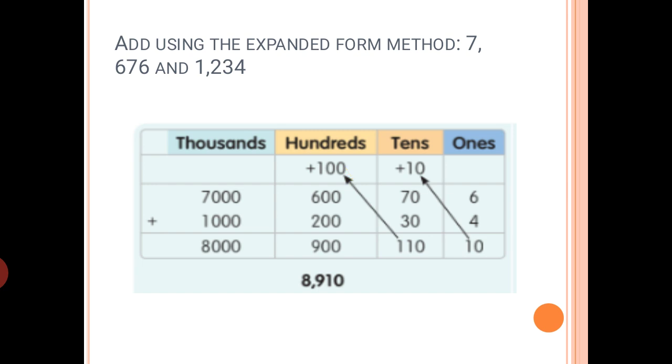So this one is shifted to the hundreds column and we add all three numbers here. So 100 plus 600 plus 200 is equal to 900. After that 7,000 plus 1,000 is equal to 8,000. Then we have added up all and we have reached the answer 8,910. So whenever there is a bigger number, we just carry to the next column and then add it up there.